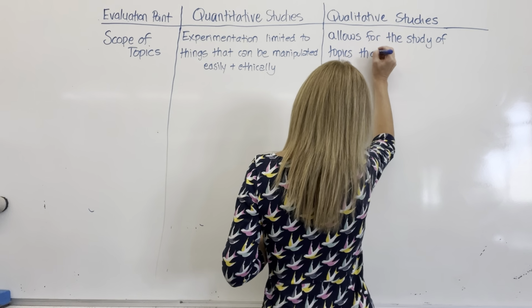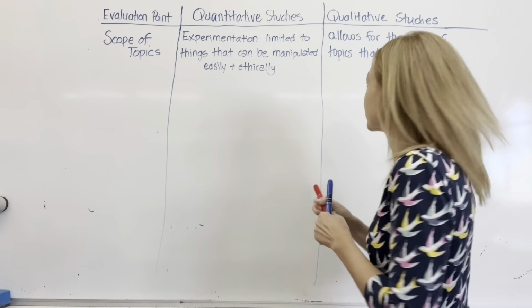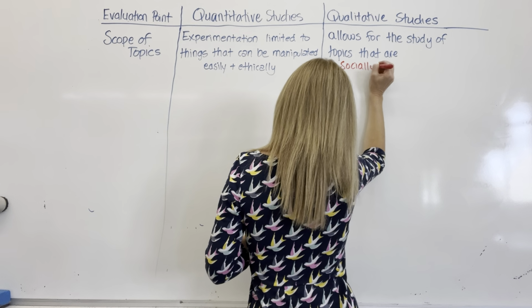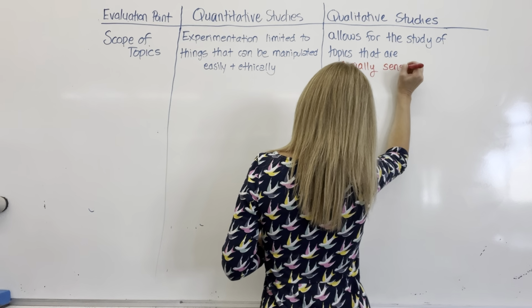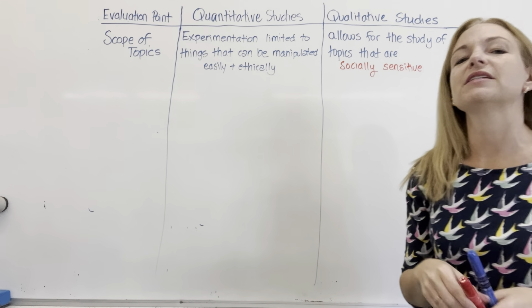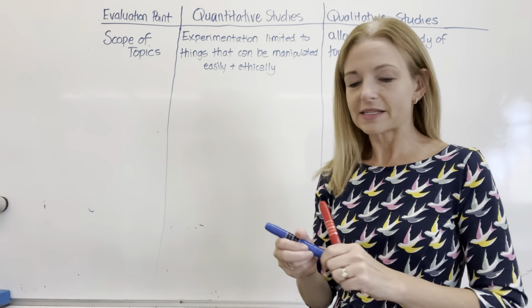Because again, we are not manipulating anything, we're just observing or interviewing or discussing things as they've already occurred. So socially sensitive research is often done via qualitative methods for those reasons.